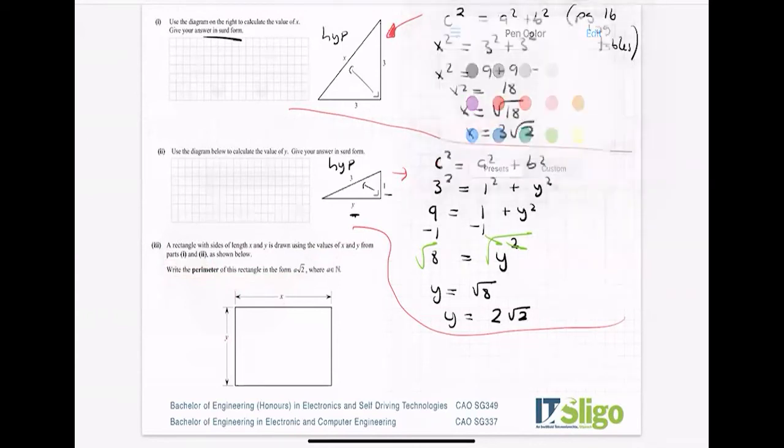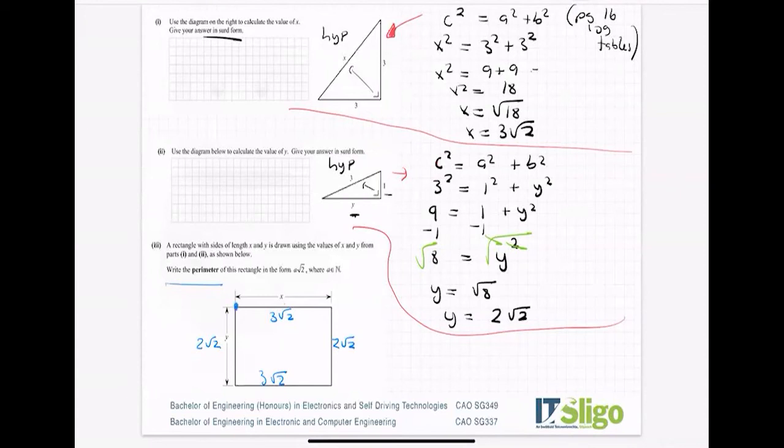Okay. So my x is here, 3 root 2. So it's 3 root 2, which means it's a rectangle. So that side down the bottom is 3 root 2. Okay, my y then is 2 root 2. So this side is 2 root 2, this side is 2 root 2. Okay, perimeter means pick a starting position and walk the walk. So that's 2 root 2 plus 3 root 2 plus 2 root 2 plus 3 root 2, until you get back to the position again.